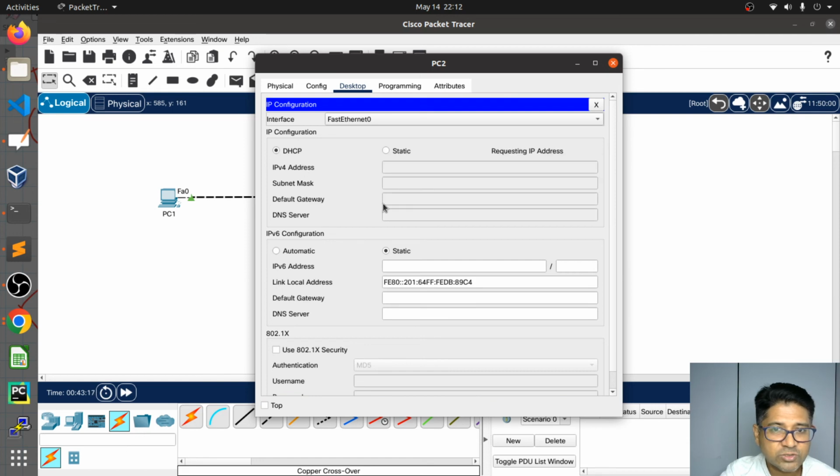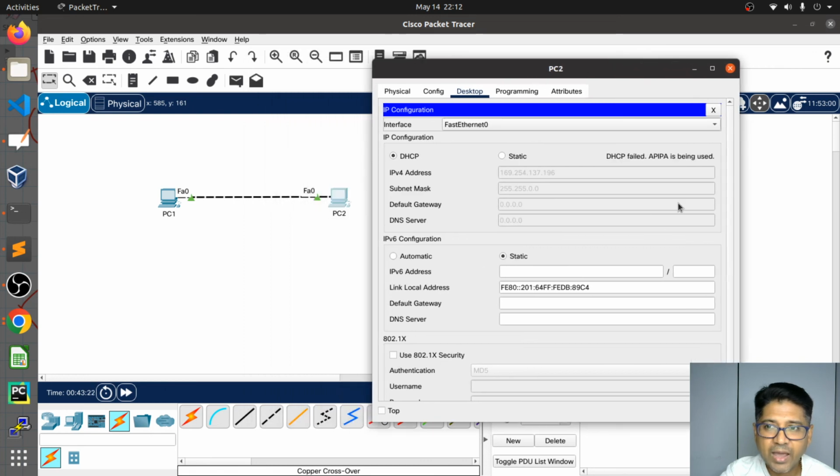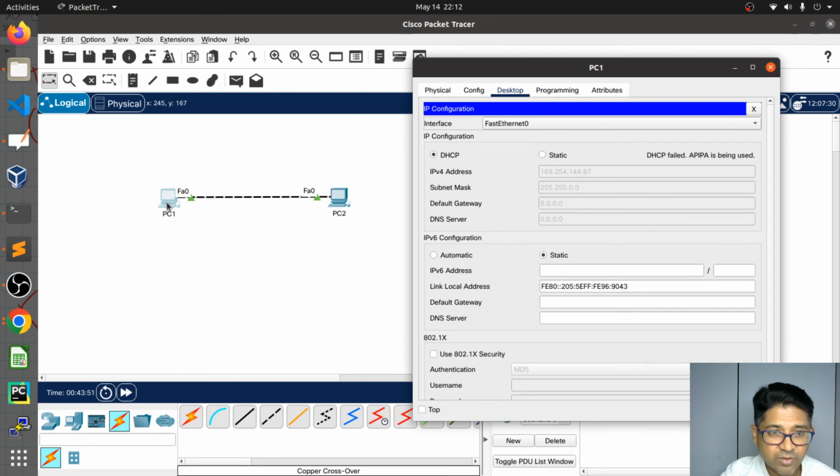Let's do it again for another one. I'm going to set DHCP. There is no DHCP server, so it is going to fail, and then APIPA takes over. Whenever you see a 169.254 number, it is not given manually and not given by DHCP. It is given by APIPA. These IPs are pingable. Let's check it out.